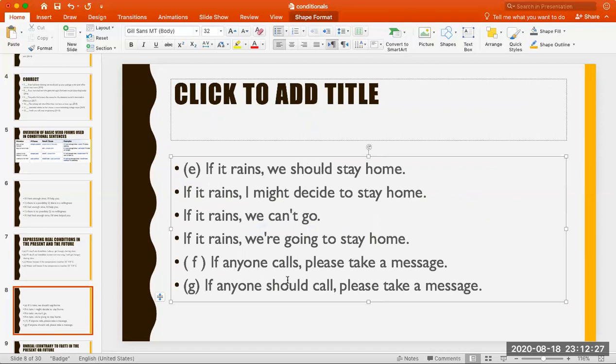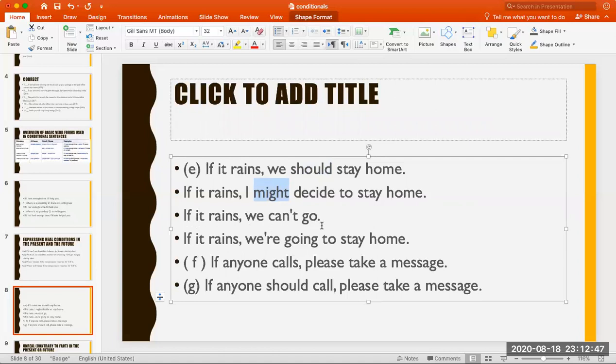You can change the verb. We usually tell students to use will or can or may or shall in the second part, but it depends. Here, this is some kind of advice. If it rains, we should stay home. If it rains, I might. We usually say may, but if you use might, it's okay. But usually don't use would or could.